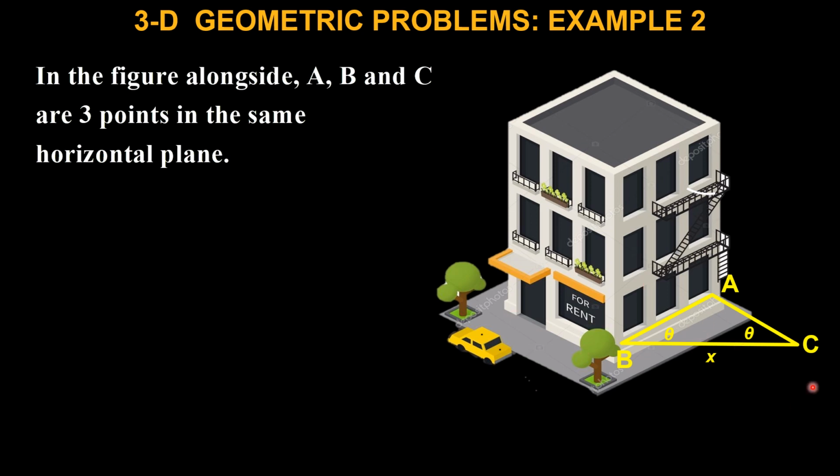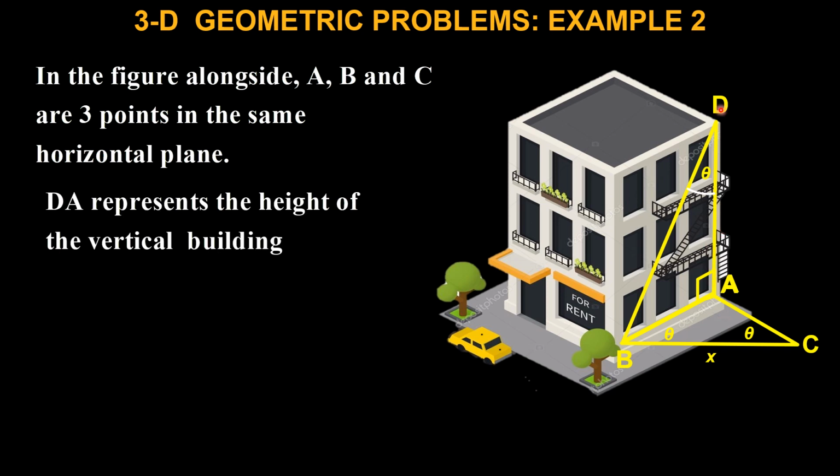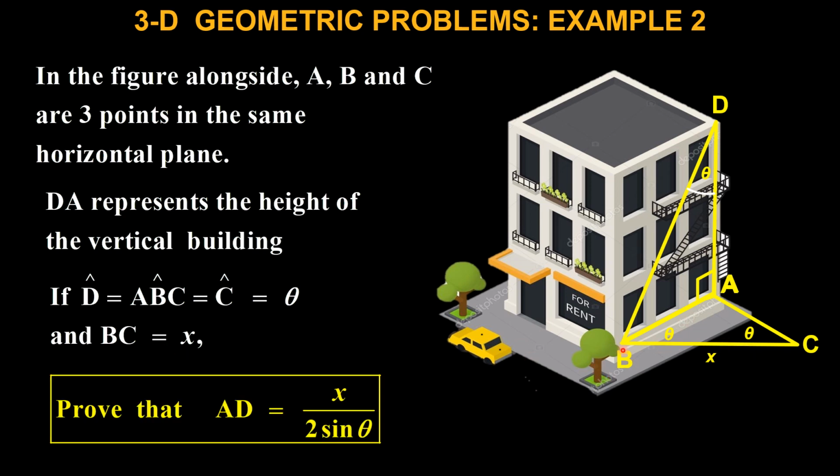ABC are 3 points on the horizontal plane. You can see it's grounded there. TA represents the height of this vertical building, and we've got some measurements given. Angle D is theta, angle C is theta, and angle ABC is also theta. And BC is x units.